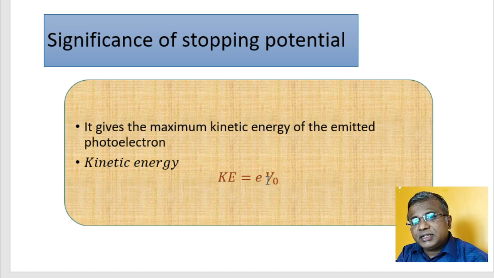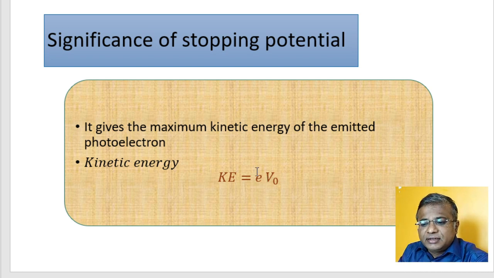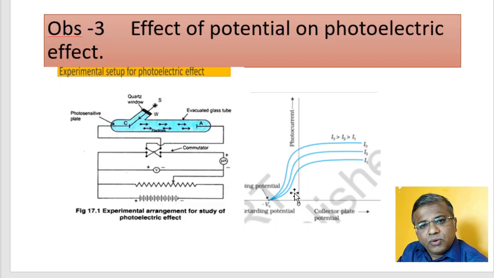So what this potential is doing is giving the same amount of energy as the energy of the electron in order to stop it. If you understand this statement, the stopping potential is an indirect measure of the kinetic energy, and the formula is kinetic energy equals e V naught. It's a very important formula which you should understand. This graph over here tells us that the stopping potential for a given frequency does not depend on intensity, whatever may be the intensity of light.